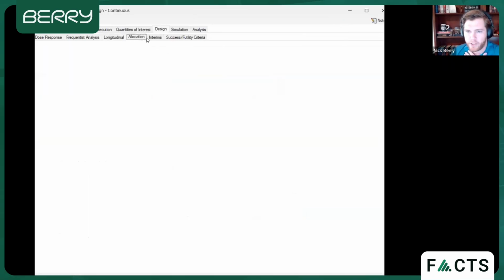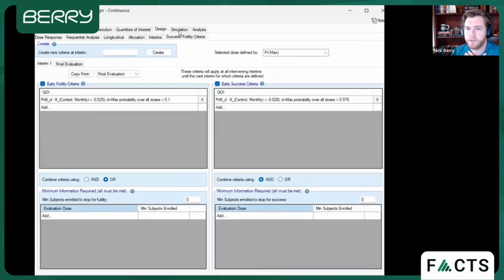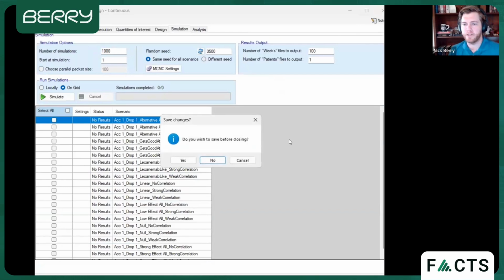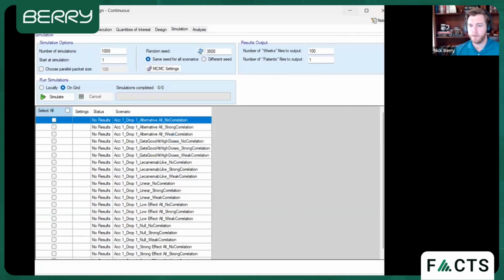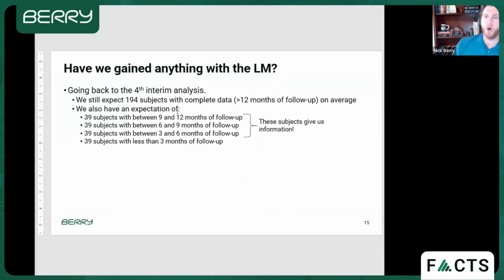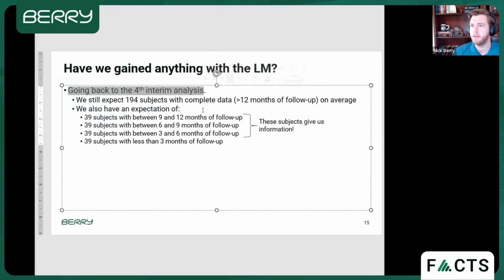When I did this, I didn't change anything about allocations, interims, success, or futility. I tried to keep the type 1 error the same. I want to know if we gained anything. So I simulated 1,000 trials in each of them, and then started looking at the interims, because I'm really interested in interim analysis efficiency. That's where we gain efficiency, because that's where we have missingness. So I dug in and focused on that 4th interim analysis.